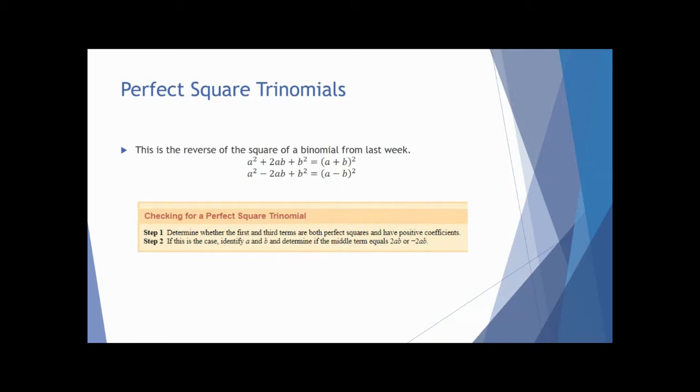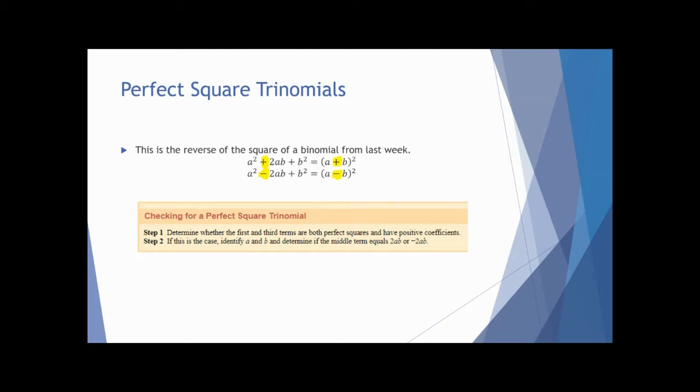Our next type of shortcut is the perfect square trinomial. So this is the reverse of the square of a binomial when we multiply that out. So now we're going the other direction. So it's a squared plus 2ab plus b squared, or a squared minus 2ab plus b squared. What I want to point out here is that it always has a plus b squared. So the first sign matches with whether it's going to be a plus or a minus when you factor it.